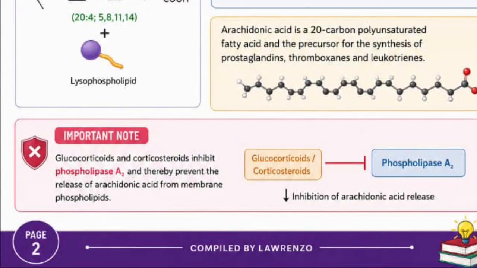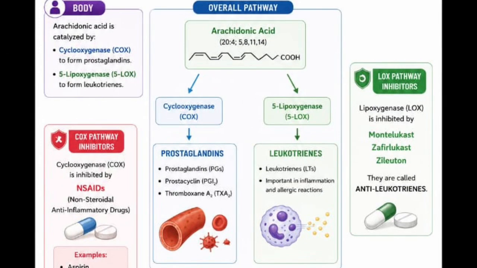Now, using arachidonic acid, what do I do next? With arachidonic acid, I can use cyclooxygenase. If I use cyclooxygenase, I'll form prostaglandin. If I use 5-lipoxygenase, I'll form leukotrienes. So the derivative of arachidonic acid is prostaglandin using cyclooxygenase, COX, and leukotrienes using 5-lipoxygenase, 5-LOX.